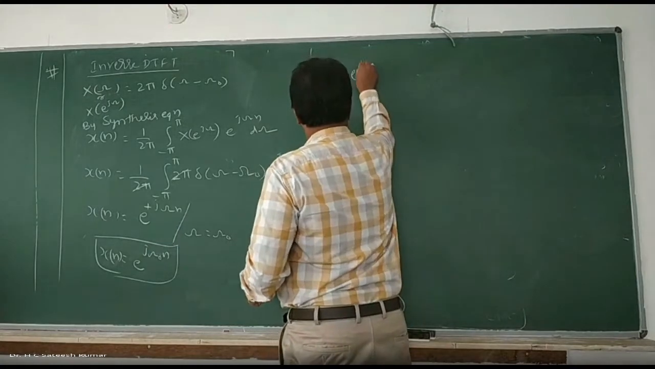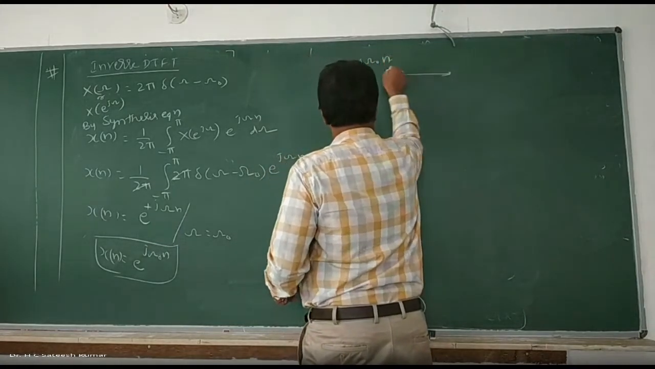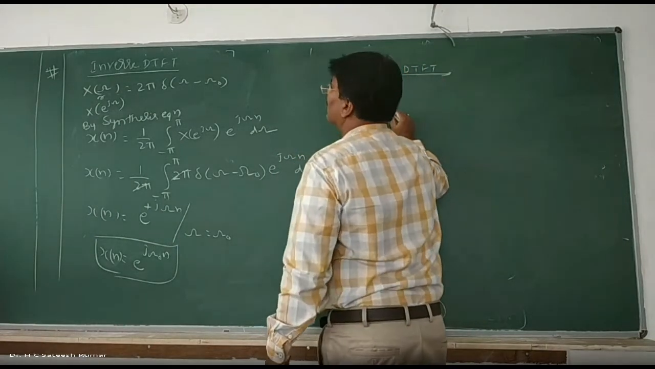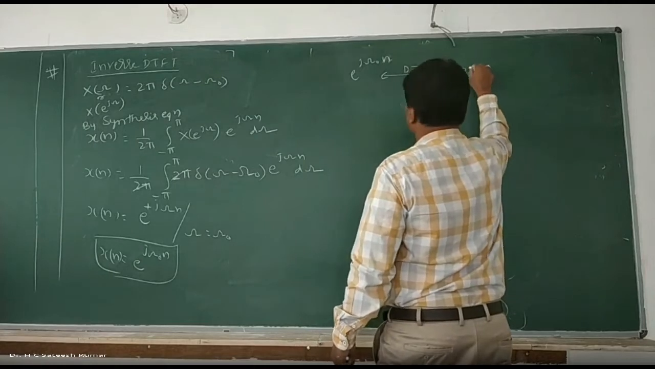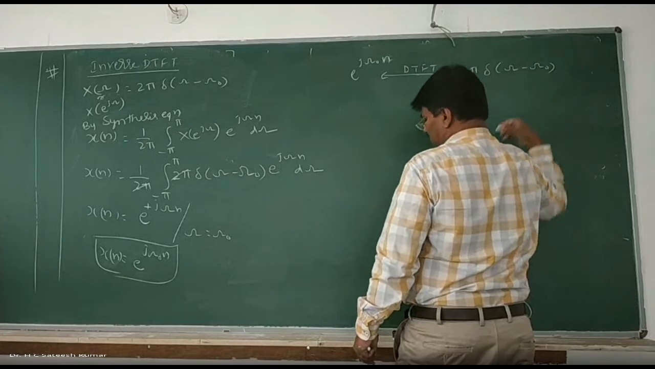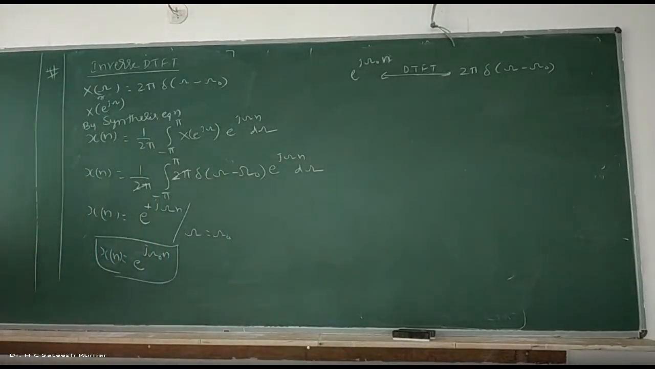We can say that e to the power of j omega naught n has DTFT, what is that? 2 pi into delta of omega minus omega naught is the DTFT.